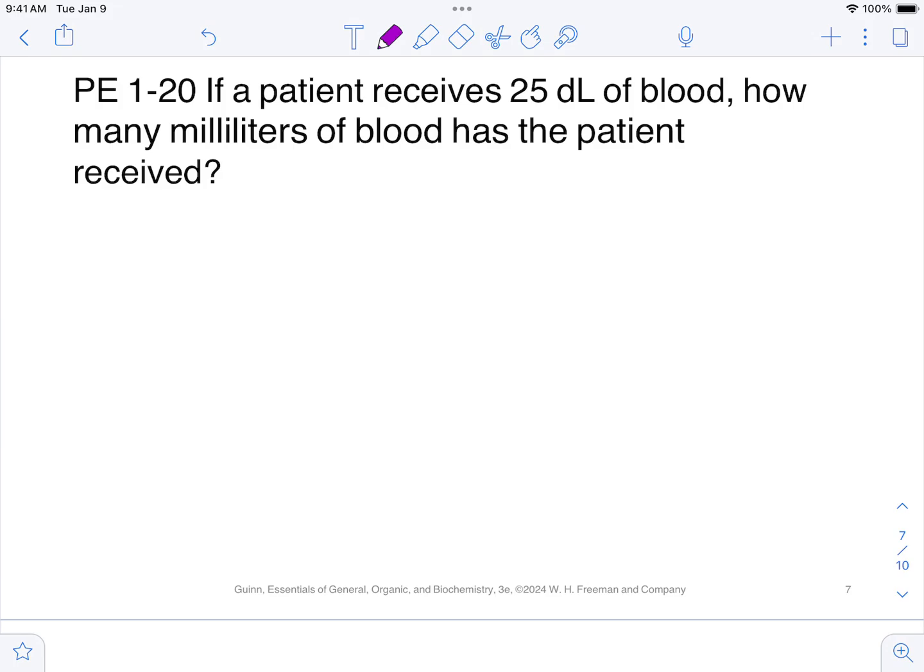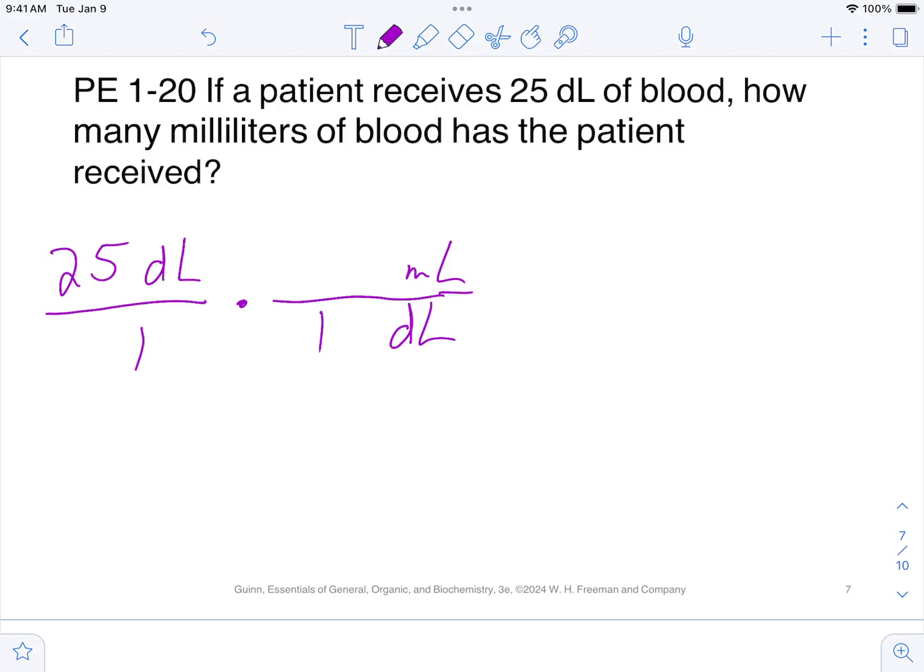Here's another one. If a patient receives 25 deciliters of blood, how many milliliters has the patient received? Start with your given. You can do this in one step pretty easily. The bigger unit is a deciliter, and I know there are 100 milliliters in a deciliter. And that's my answer. Again, your units cancel.